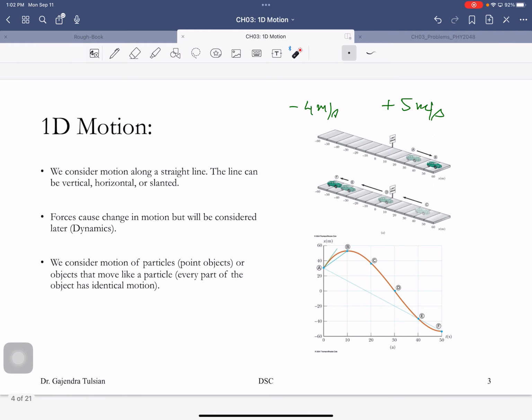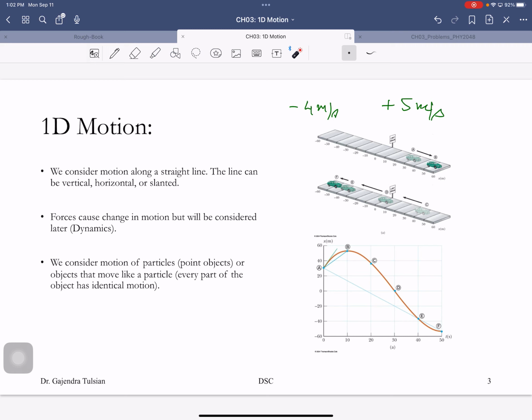So we are interested in 1D motion. That's one-dimensional motion. So we will be looking at objects that move only in a straight line. Again, the line cannot be curved. Okay. So we'll be looking at an object that moves in a straight line.